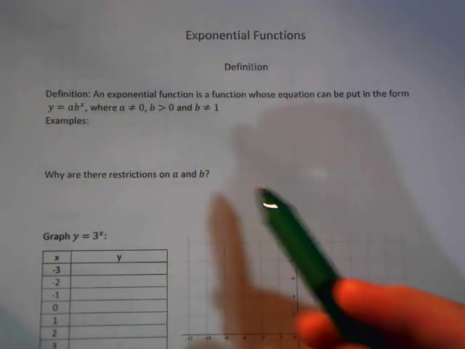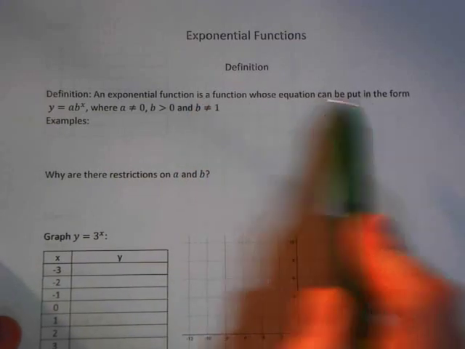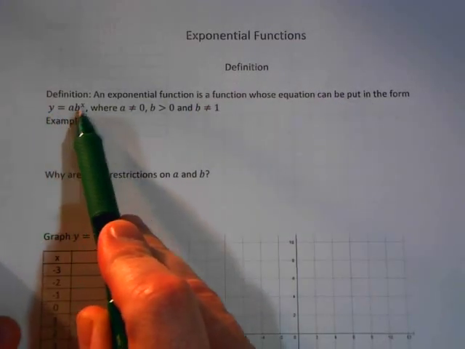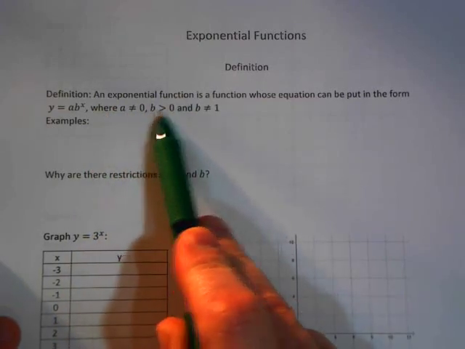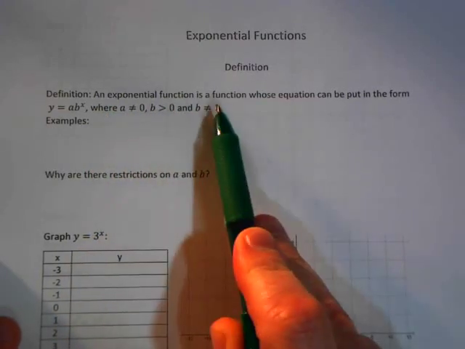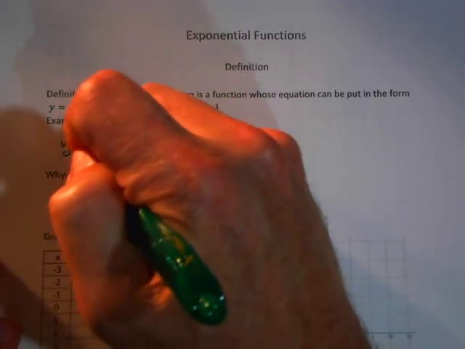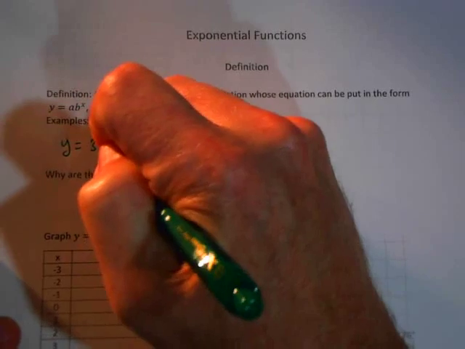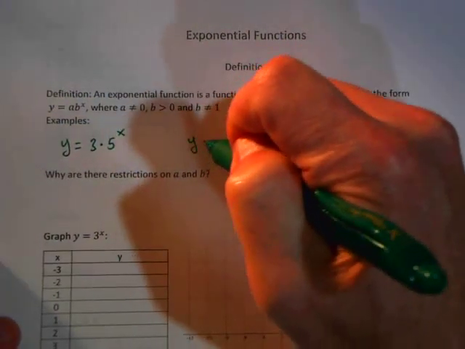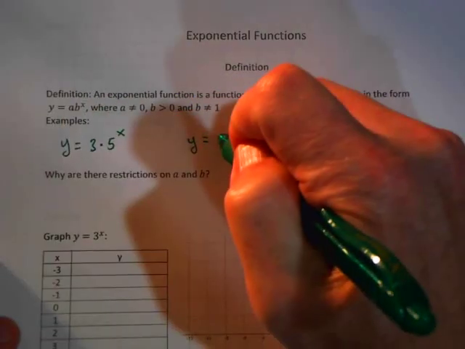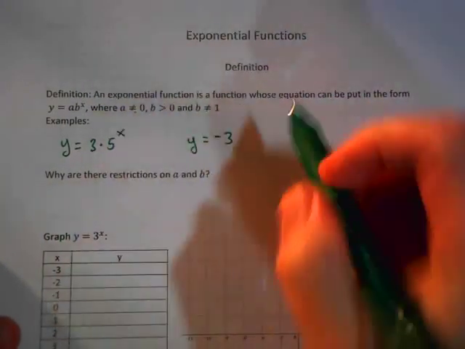Exponential functions. An exponential function is a function whose equation can be put in the form y equals a times b to the x, where a cannot be the number 0, b has to be a positive number, and b cannot be 1. So a few examples, like y equals 3 times 5 to the x would work. Or y equals, this first number could be a negative, it just can't be 0.